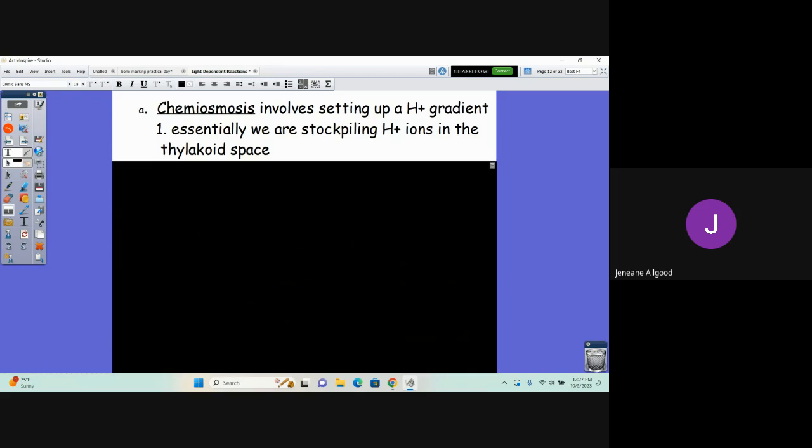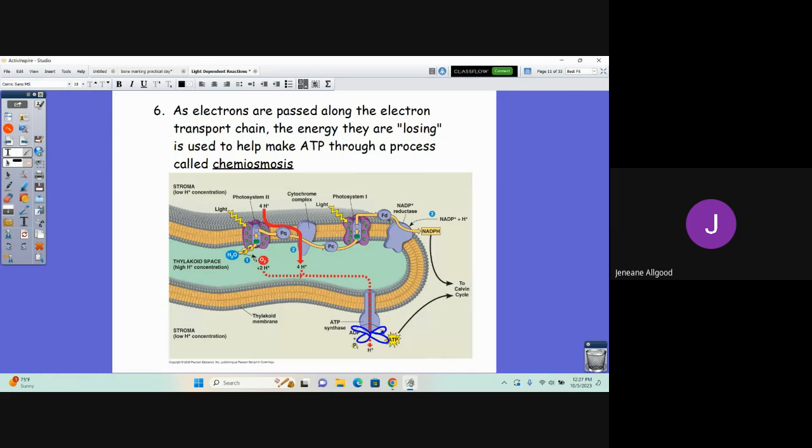So chemiosmosis also always involves setting up an H plus gradient. Hey, when you see H plus, they're going to ask you some application questions about pH, right? It's coming. If you don't know that when there's a lot of H pluses, that tends to be acidic with a low pH, you've got to brush up on that. Because they're not just going to ask you where this is occurring.